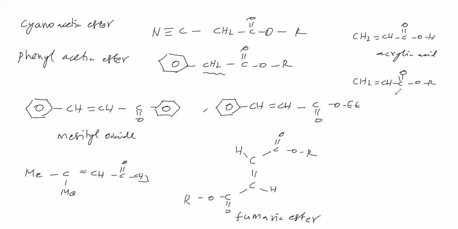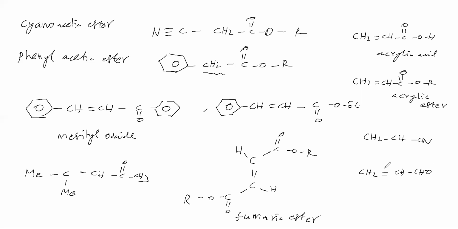H is replaced by alkyl group. It is called acrylic ester. Next, vinyl cyanide. Then acrolein, CH2 double bond CH single bond CHO. These are called alpha beta unsaturated compounds.